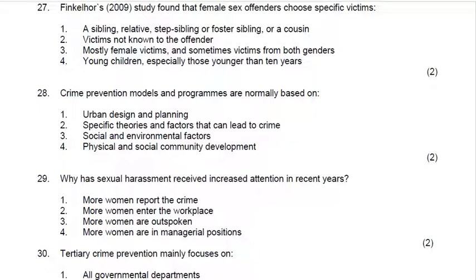29. Why has sexual harassment received increased attention in recent years? The answer is 2, which is found on page 26, which is more women enter the workplace.